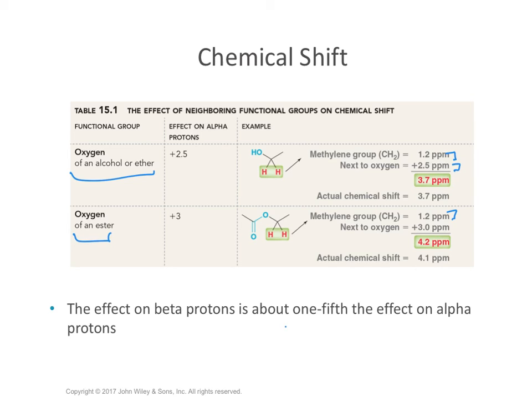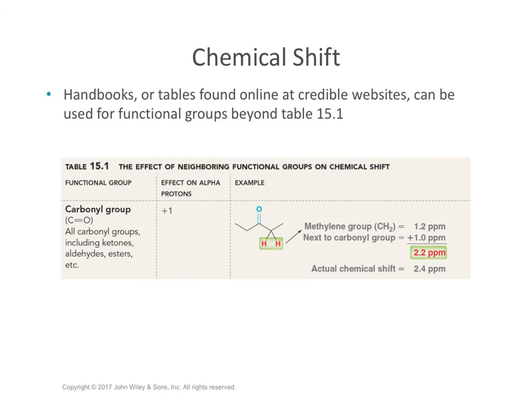And then the effect on beta protons is about 1/5 the effect on alpha protons. So the beta protons would be this proton, these protons, for example, and these protons. If your protons are on a carbon adjacent to a carbonyl, then we typically add 1 ppm to the value. So here that would give us a predicted value of 2.2. The actual chemical shift is 2.4.